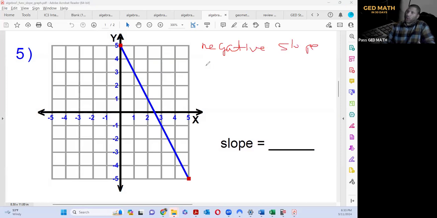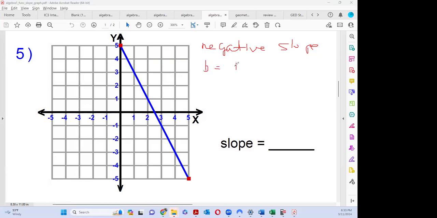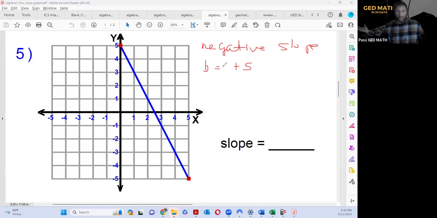Where is it crossing the y-axis? At +5. That easy. You don't have to go through all this terminology. You look at the y, wherever that line crosses, that's your y-intercept.